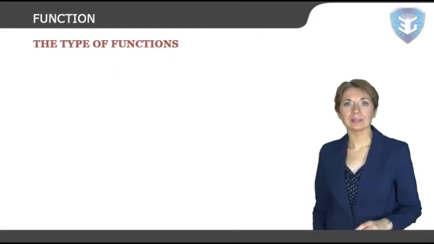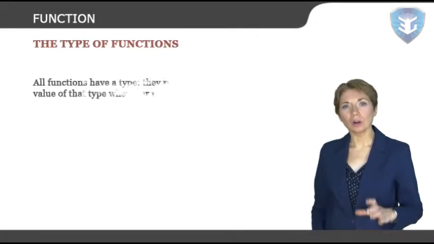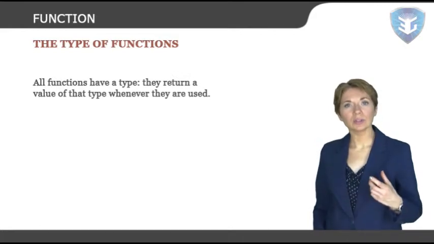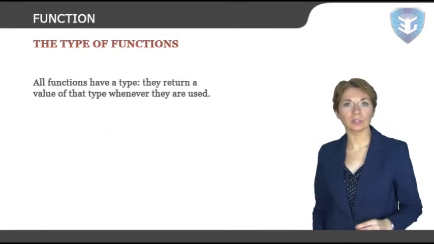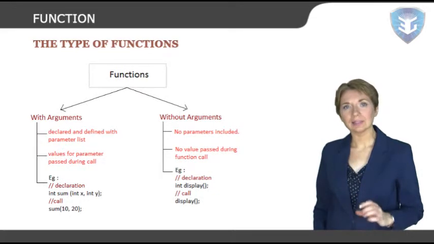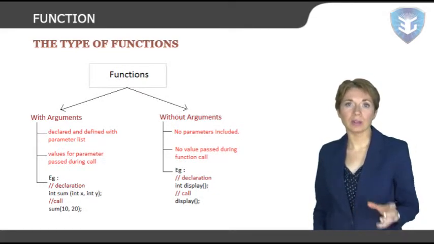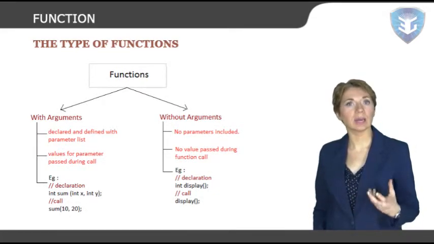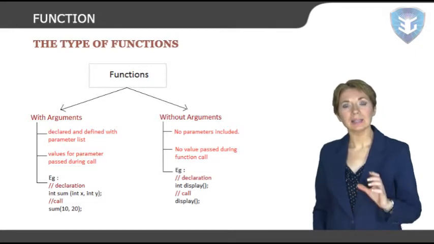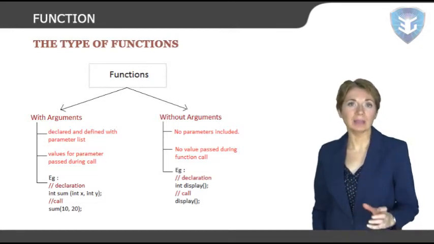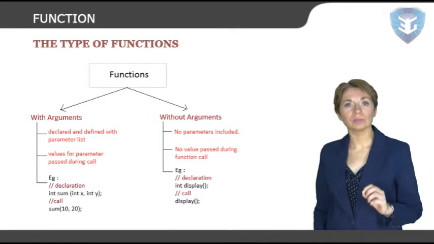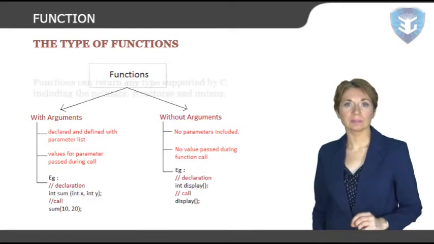Now we will discuss the types of functions. All functions have a type. They return a value of that type whenever they're used. The reason that C does not have procedures, which in most other languages are simply functions without a value, is that in C it is permissible, in fact mandatory, to discard the eventual value of most expressions.